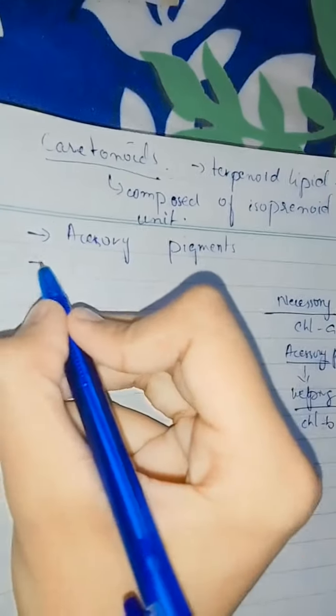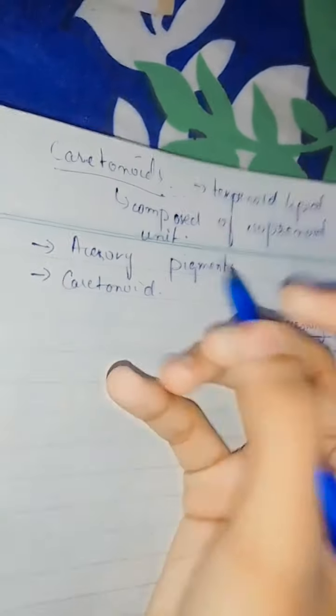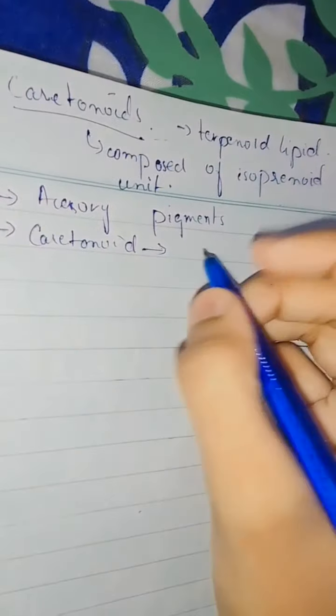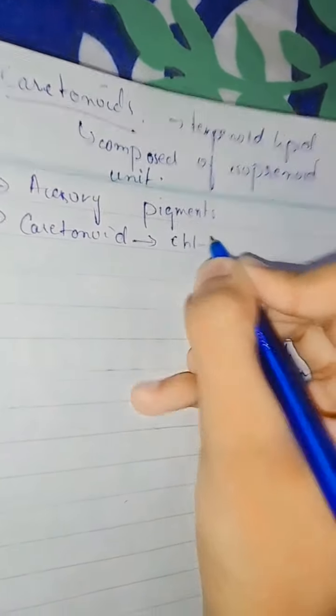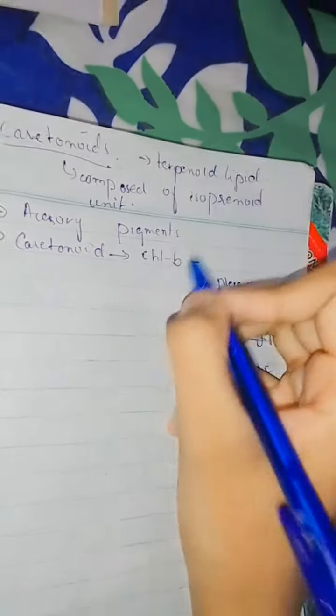that help to capture the light. When the carotenoid captures the light, it first transfers that light energy to chlorophyll B, then chlorophyll B will transfer that light to chlorophyll A. Means accessory pigments will transfer the light to another accessory pigment, then that accessory pigment will transfer the light to the necessary pigment that will utilize that light.